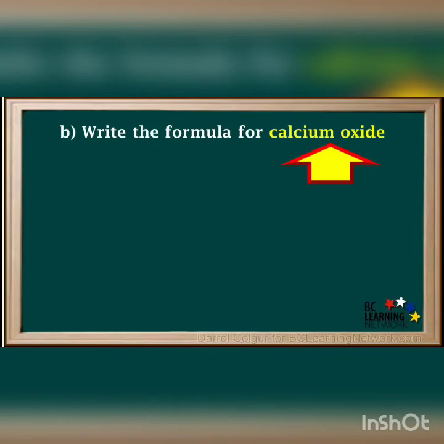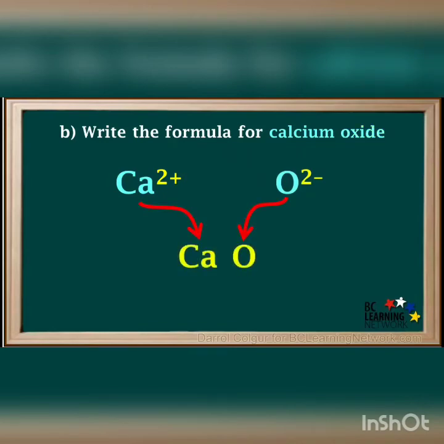Example B asks us to write the formula for calcium oxide. We look up calcium and it's Ca with a charge of positive 2, and oxide is O with a charge of negative 2. We start the formula by writing down the symbols Ca and O. The charge on calcium is positive 2, so we cross over and write a 2 next to oxygen in the formula. The charge on oxide is negative 2, so we cross over and write a 2 next to calcium in the formula. Notice we always drop the negative when we write subscripts.